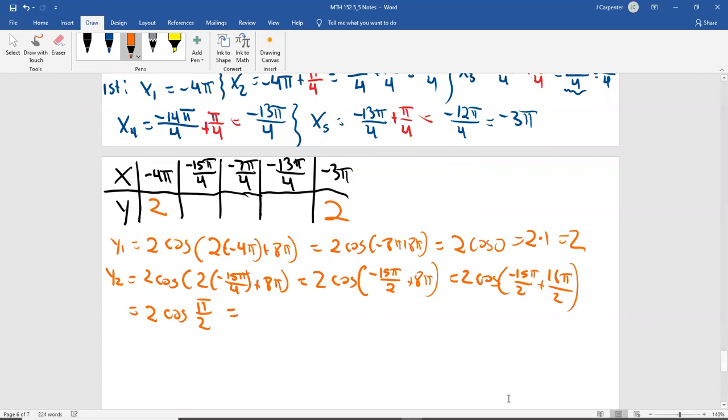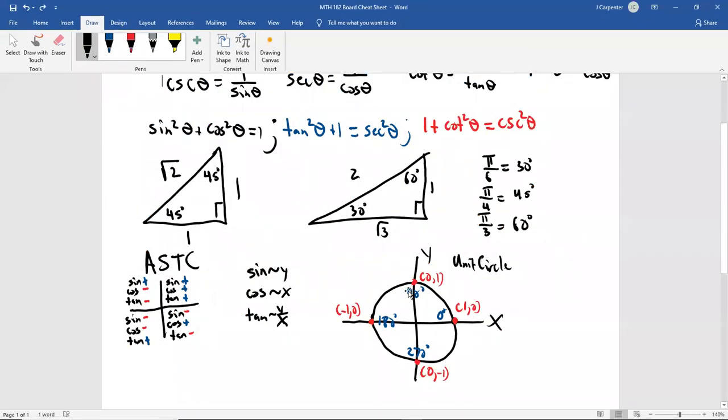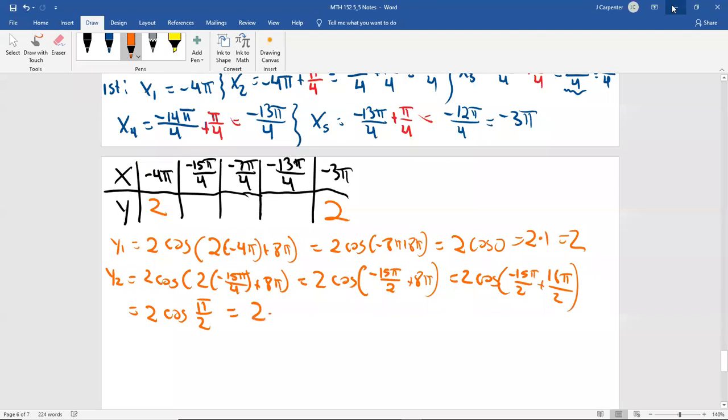Cosine of pi over 2, that's cosine of 90 degrees. At 90 degrees, the x value is 0. So this is 2 times 0, which is 0. Boom. Second and fourth, always the same. The other missing value is always opposite. This will be a negative 2. I'm going to leave you to try that one on your own. So confirm y3, y4, and y5 if you dare.